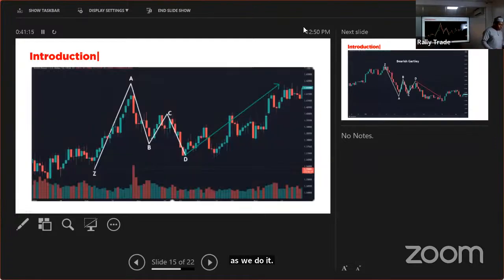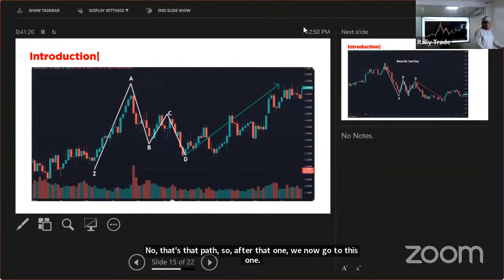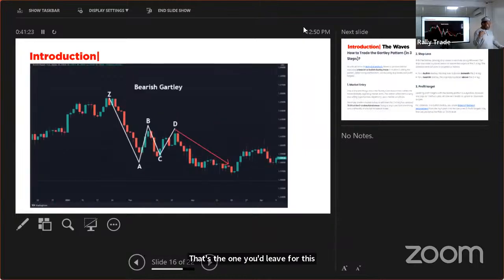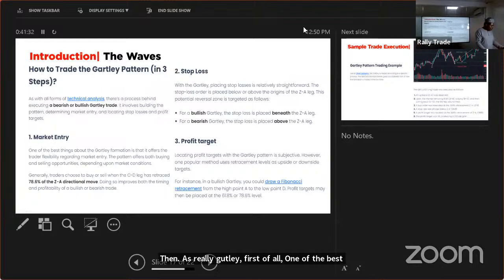So after that one, we now go to this one. That's when you finish drawing it, this is how it should come out if it's actually a bullish market. Of course, if it is bearish, it should come out like this. Then, as regards the Gartley, first of all, market entry. One of the best things about this strategy formation is that it offers traders flexibility regarding market entry. Very important. The pattern also offers both buying and selling opportunities. Now, generally, traders choose to buy or sell when they see the leg retrace. I think we have mentioned it.